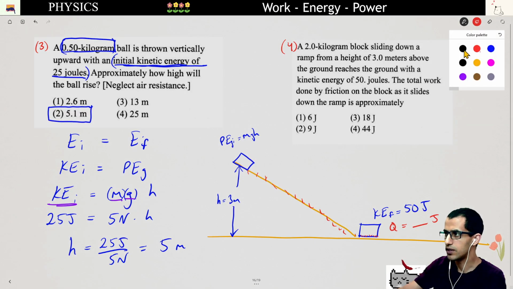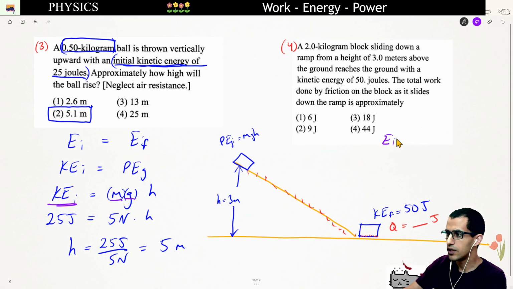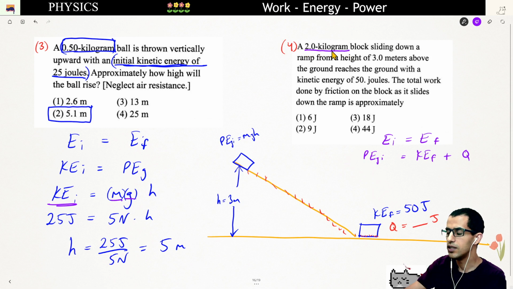So our equation becomes energy initial equals energy final. The kinds of energies we have are gravitational potential, which turn into kinetic energy final, and heat. The initial potential energy is mgh, so it's a 2 kilogram block. So it weighs 20 newtons. 20 newtons times 3 meters. We should get 60 joules of initial potential energy.